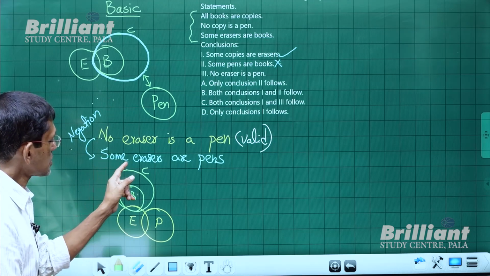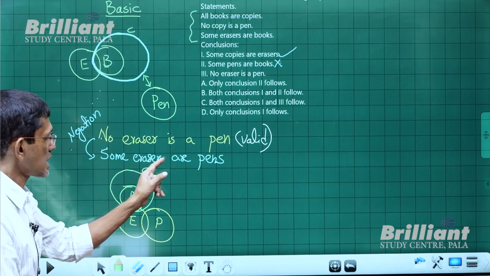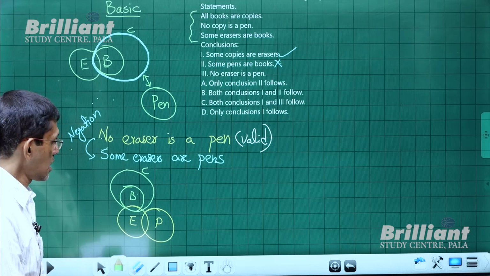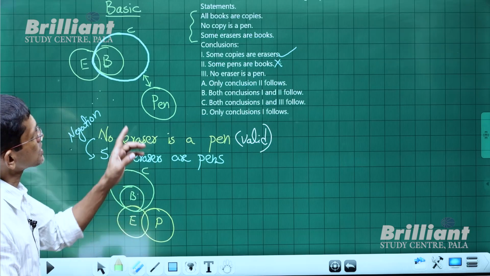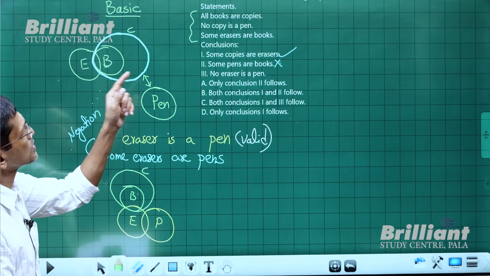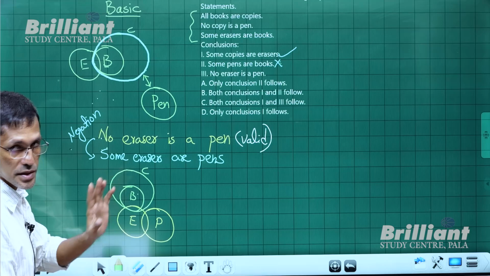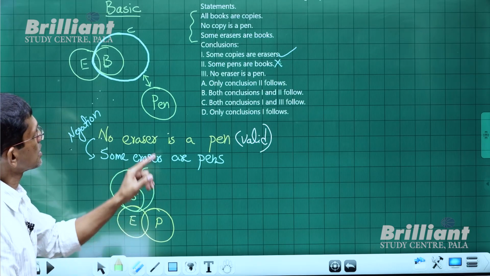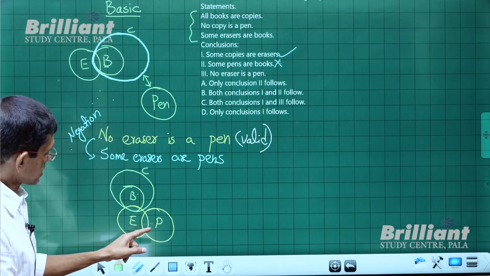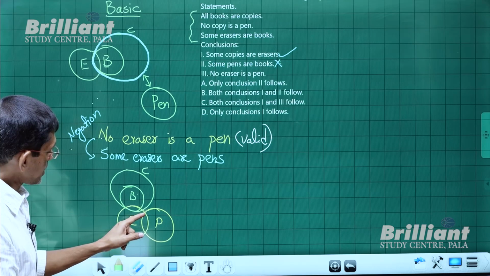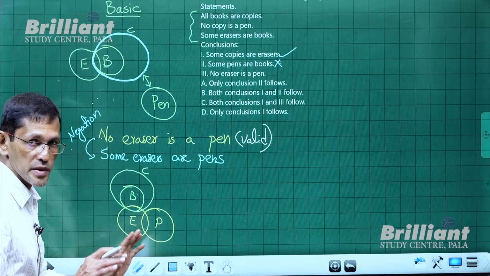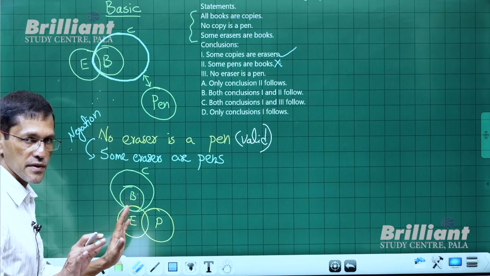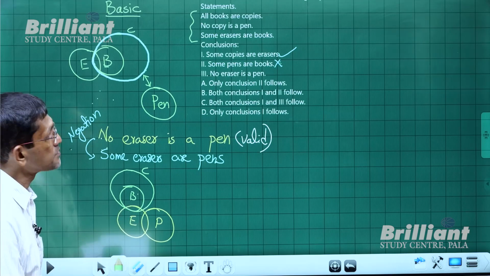The reason for that, the new diagram is drawn based on the negated conclusion. Right? So does this new diagram exist or not? We need to check with the statements. Look at the statements. All books are copies. That's correct. There is no contradiction. No copy is a pen. See that? Copy and pen. Copy is not intersecting with the pen. So no copy is a pen. That is perfectly all right for this diagram.